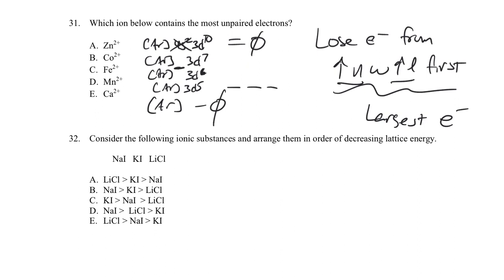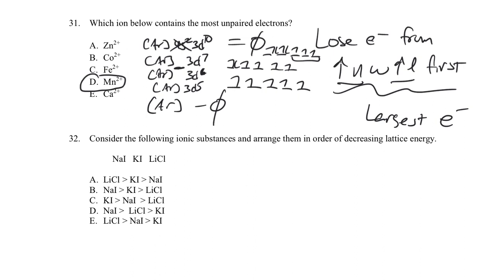Manganese is the answer to the question, because all 5 of those electrons are spin unpaired. So we get 5 unpaired electrons. I only get 4 for iron because the 6th electron has to spin pair. I only get 3 for cobalt. So I have 3 unpaired electrons for cobalt.